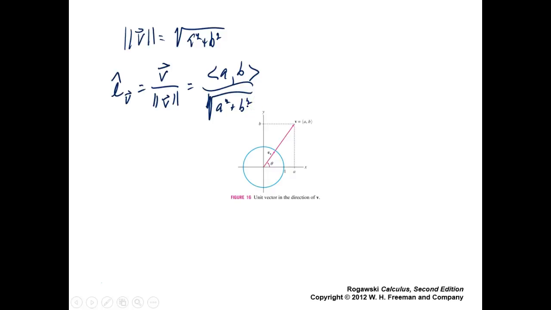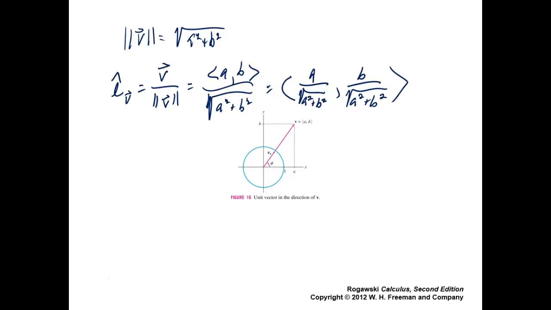Now, another way you could write that would be a vector whose x component is a over the square root of a squared plus b squared, comma, b over the square root of a squared plus b squared. Would you not buy that? That is the unit vector in the direction of v.